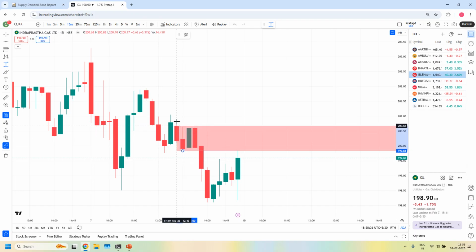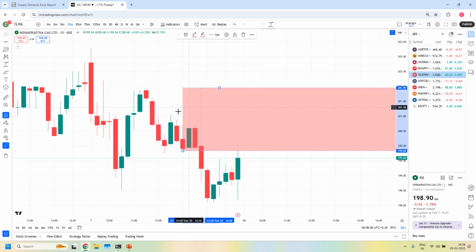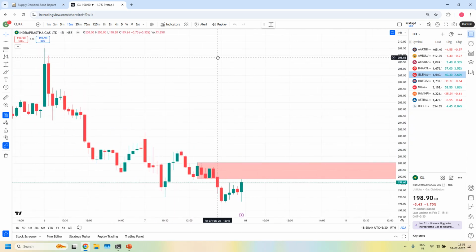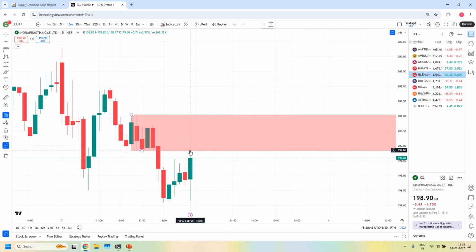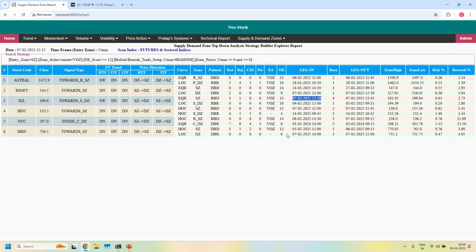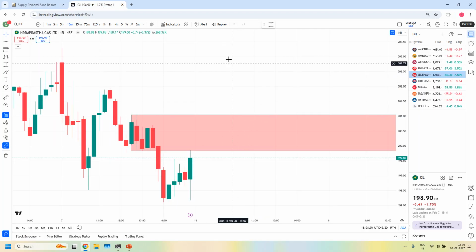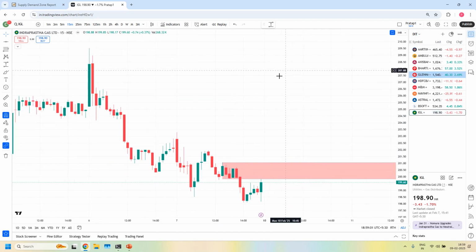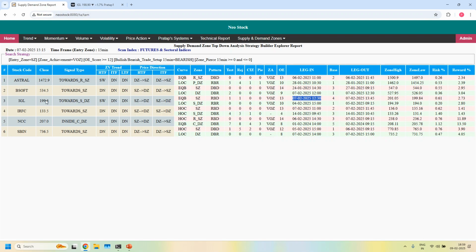Rally, base, rally, because it is rally till the high of the lagging candle we can consider. Okay. And it is already tested once. Okay, this is IGL. Next one is IRFC.